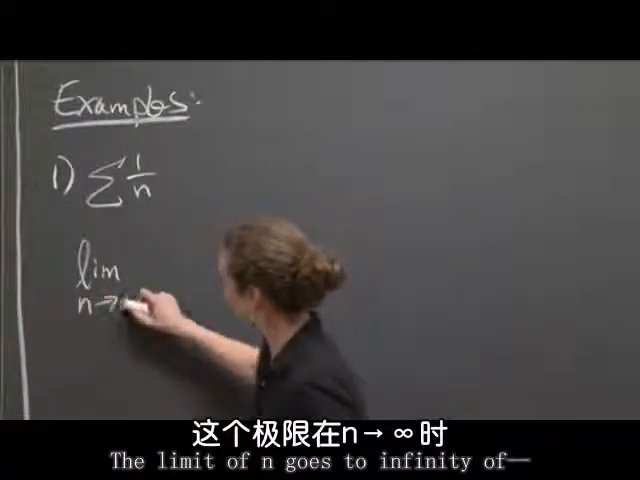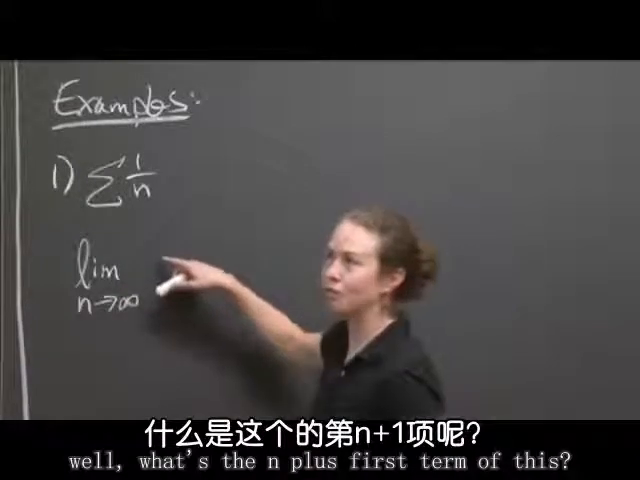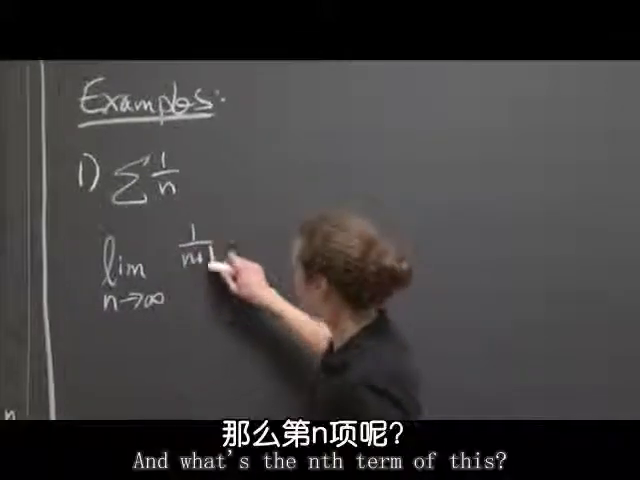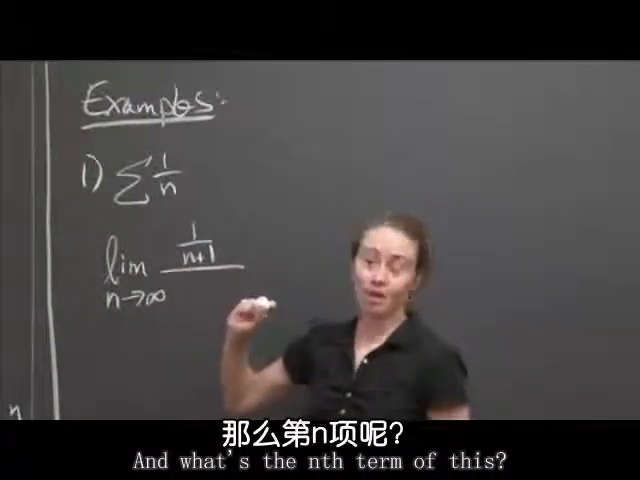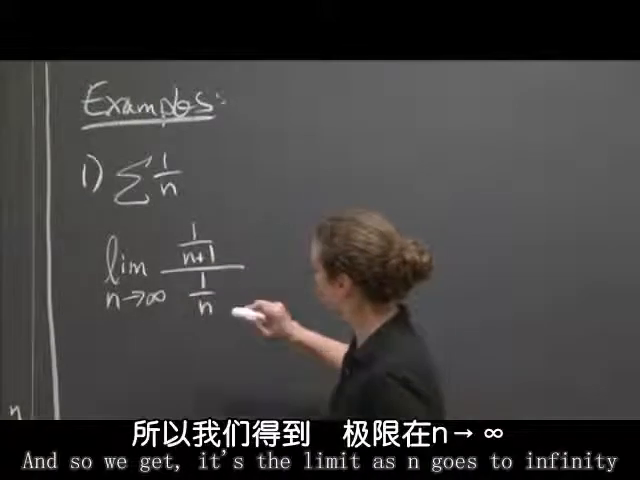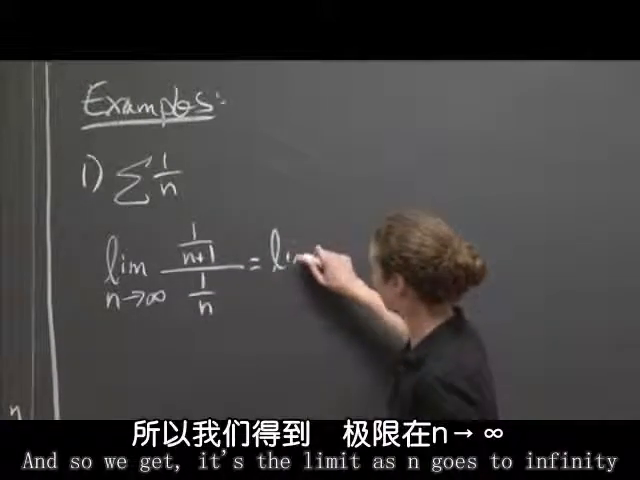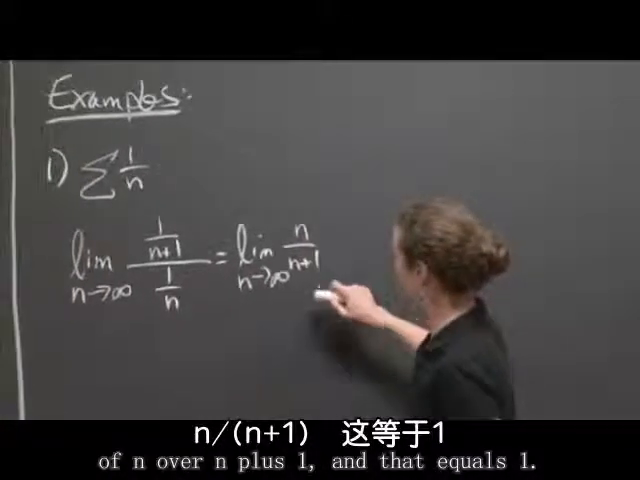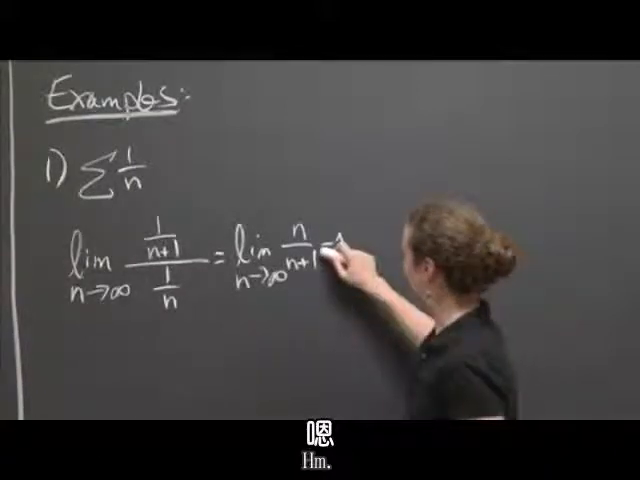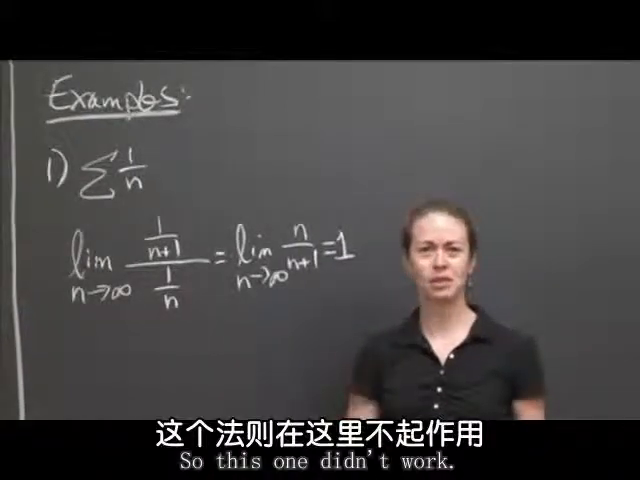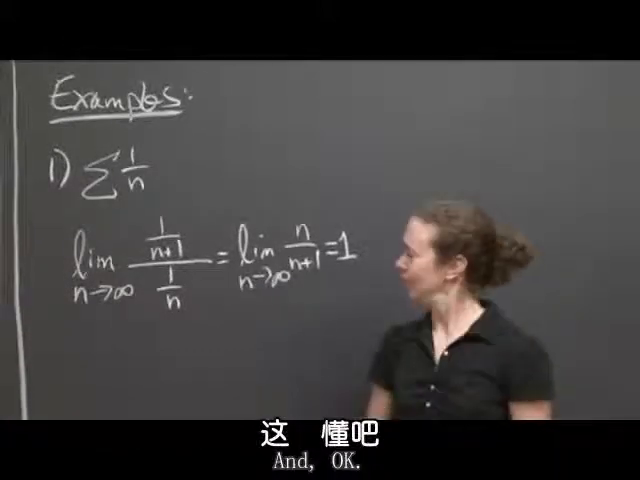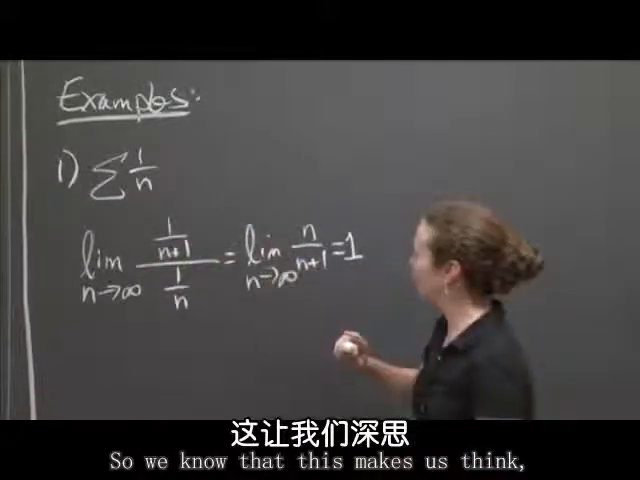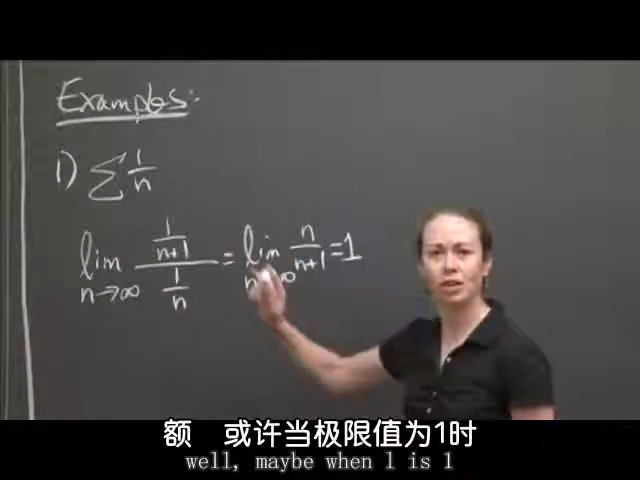The limit as n goes to infinity of, well, what's the n plus first term of this? It's going to be 1 over n plus 1. And what's the nth term of this? It's going to be 1 over n. And so we get the limit as n goes to infinity of n over n plus 1. And that equals 1. So this one didn't work. This one didn't tell us anything. But we know this one diverges. So this makes us think, well, maybe when L is 1, then we know it diverges.